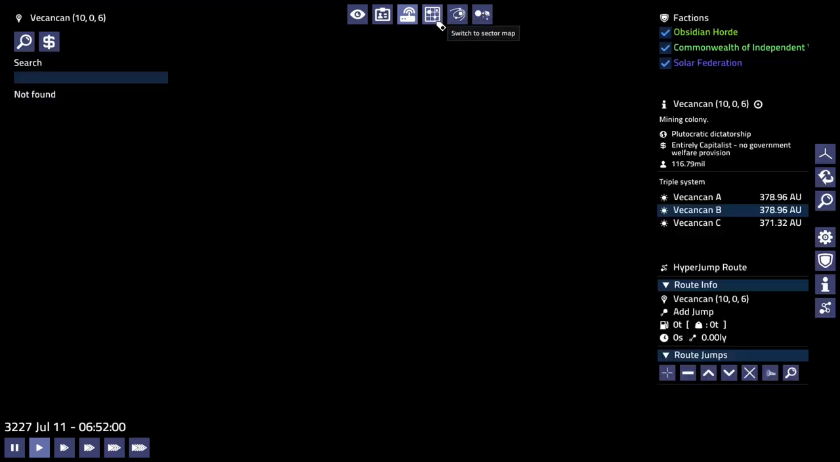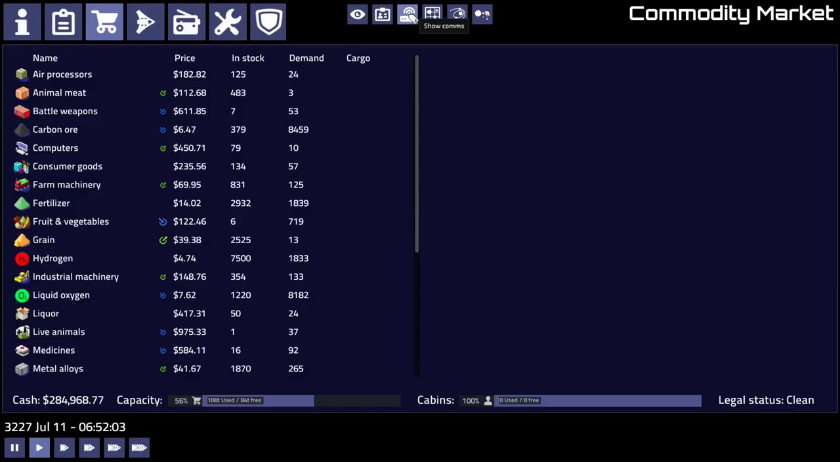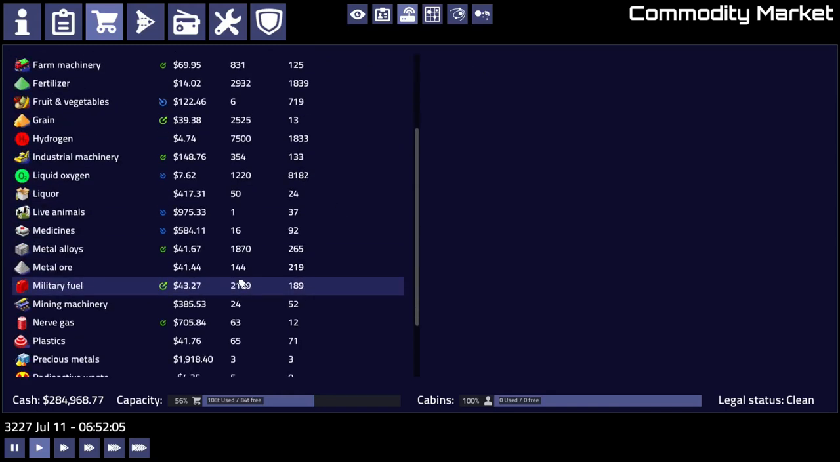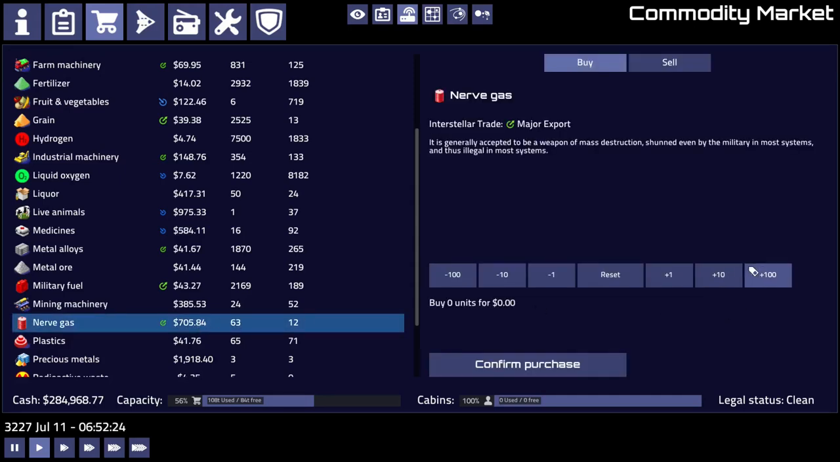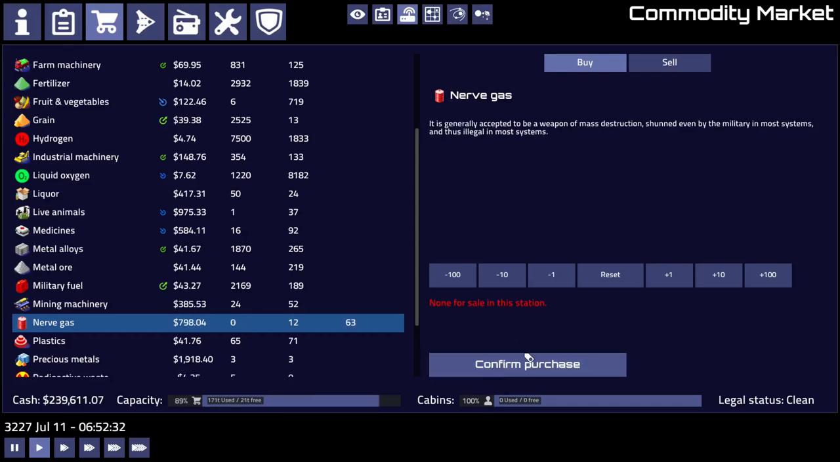So we're here at the Cancan because the Cancan exports nerve gas. And we've got 63 tons of nerve gas here. So this could be pretty profitable. They export it at 705 credits, almost 706 credits a ton. So we'll just go ahead and buy everything they have for 45,000 credits.